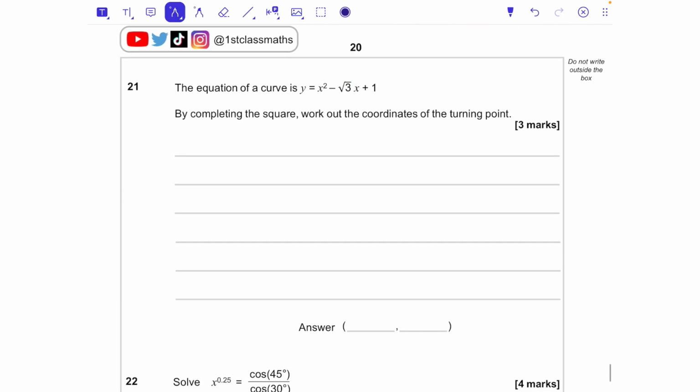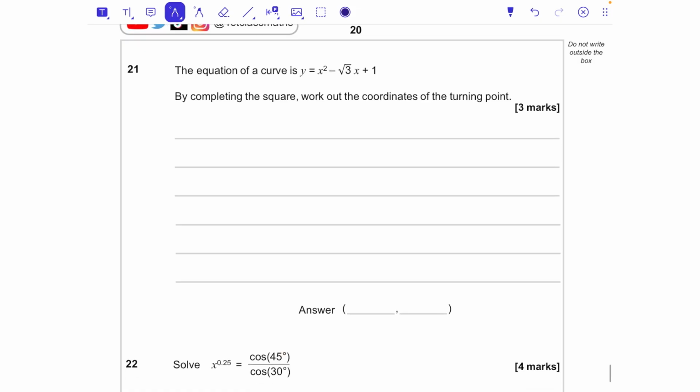Question 21. The equation of a curve is given by y equals x squared minus root 3x add 1. By completing the square, work out the coordinates of the turning point. So to complete the square, we first want to check that there is just a 1 in front of x squared. In this case there is. If there isn't, you'd need to factorise that number out, but we're all good here.